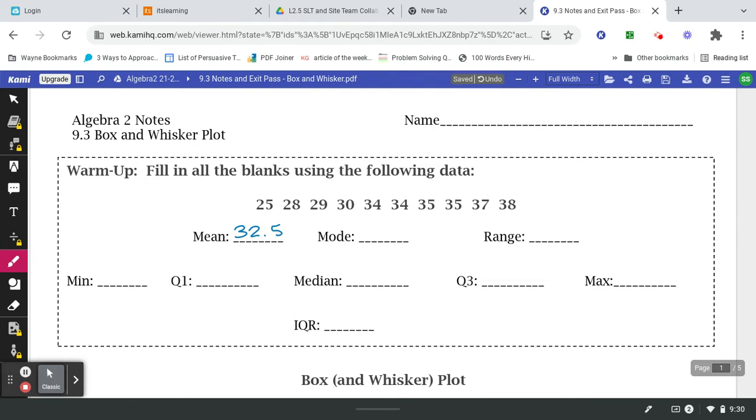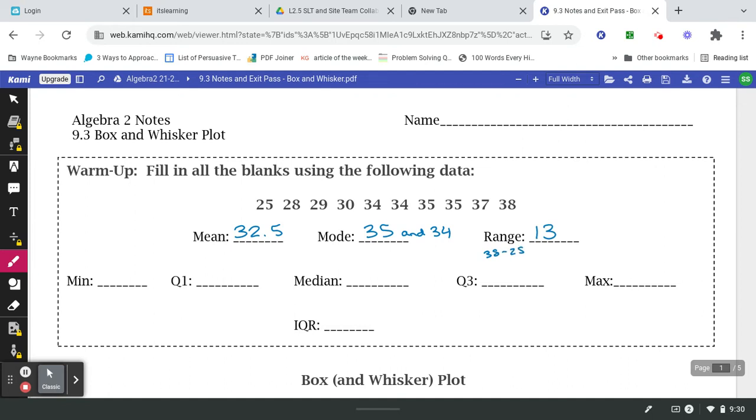The mode is the one that shows up most often. So any of them that repeat, that 35 is repeating. So mode would be 35. And the 34. Good catch. So you are allowed to have more than one mode, and you're allowed to have none as the mode. All right, the range, you're going to subtract the largest number minus the smallest number. So 38 minus 25 gets us 13.